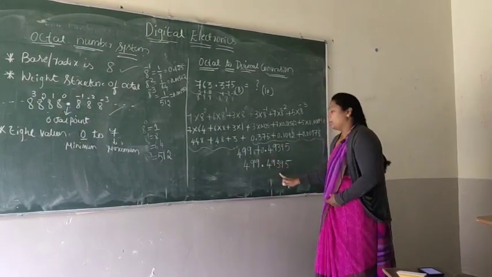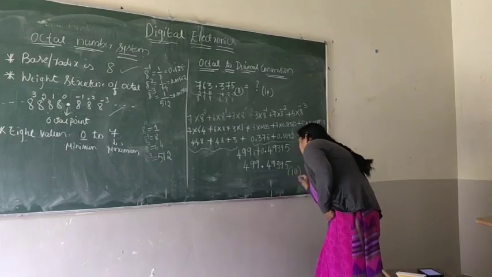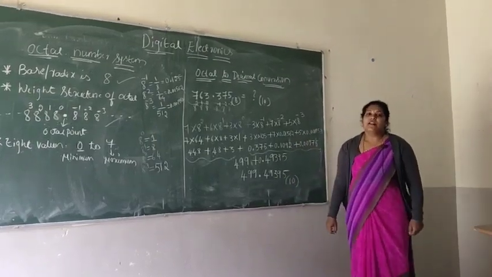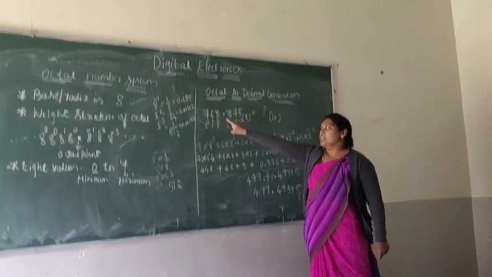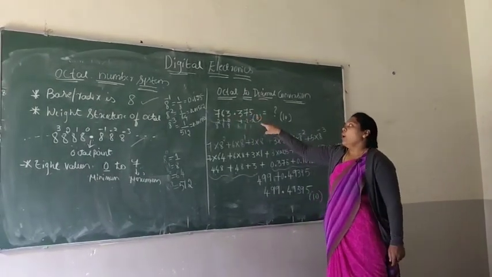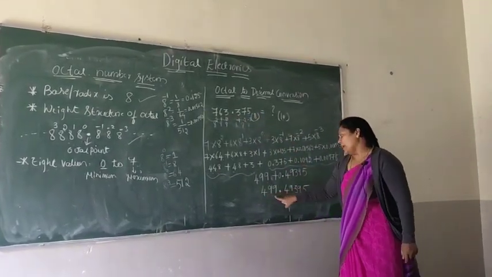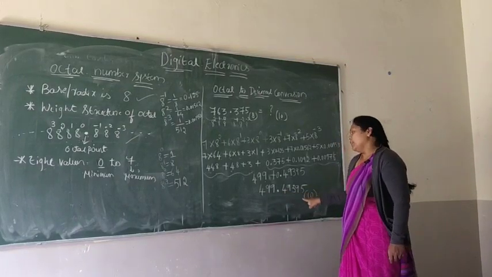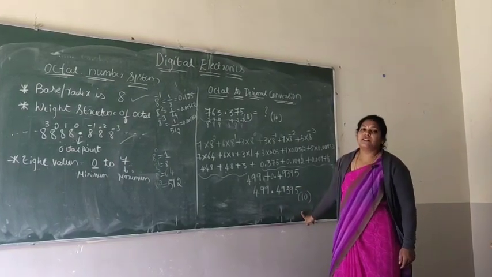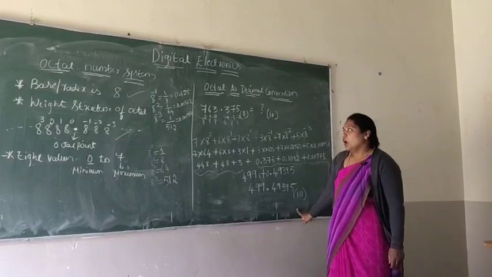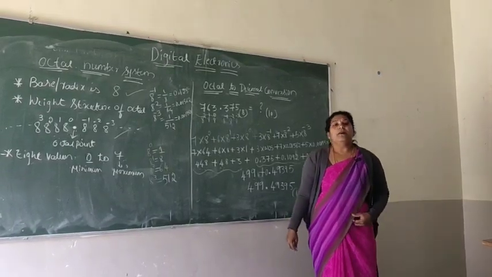The number obtained is in which number system? This is nothing but the decimal number system. You converted 763.375 in the octal number system to 499.49395 in the decimal number system. This is the way we have to convert from the octal number system to the decimal number system.